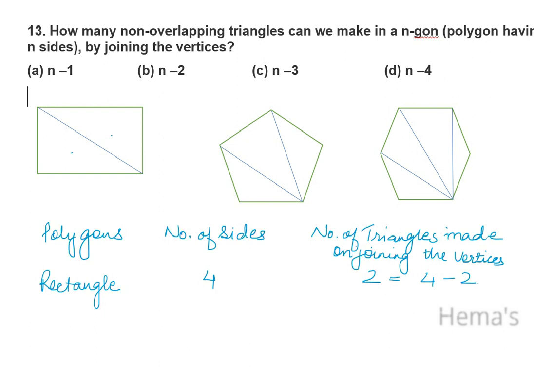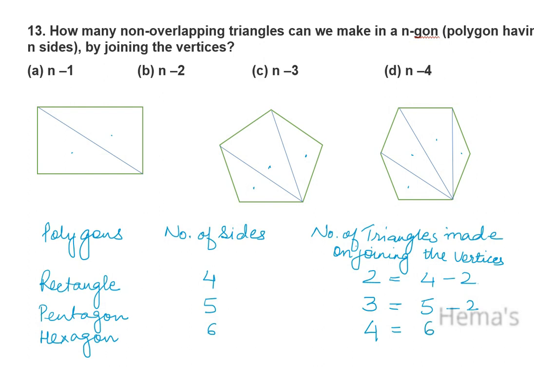Now the next polygon is pentagon. Number of sides in a pentagon is 5 and number of triangles formed by joining the vertices are 1, 2 and 3. So this can again be written as 5 minus 2. The third figure is hexagon. The number of sides is equal to 6. So number of triangles formed on joining the vertices will be 1, 2, 3 and 4. This we can get by subtracting 2 from 6.